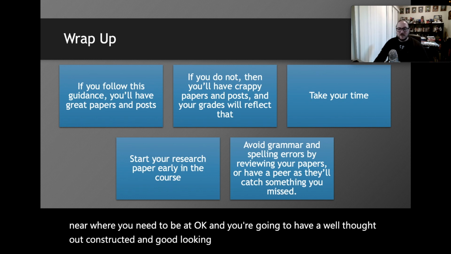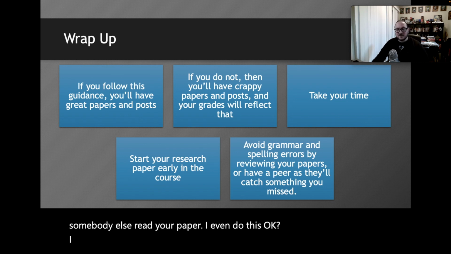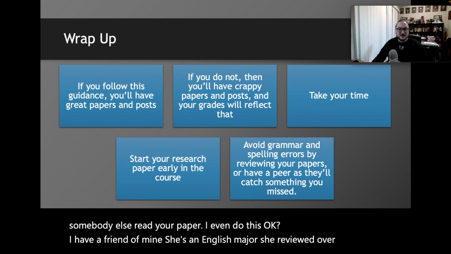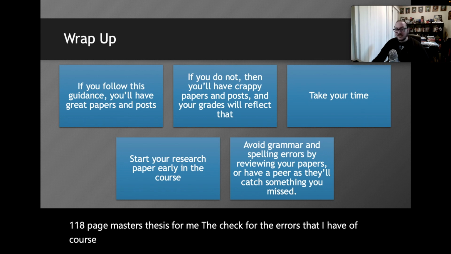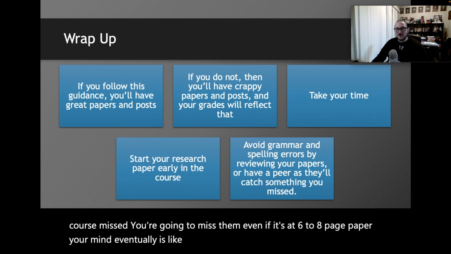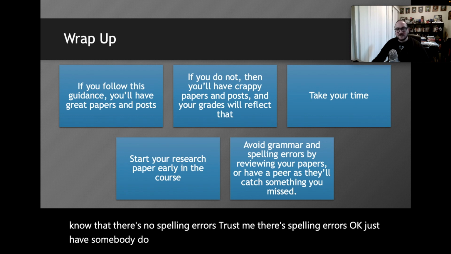And lastly, review over it. Have somebody else read your paper. I even do this, okay? I have a friend of mine, she's an English major. She reviewed over my entire 118-page master's thesis for me to check for the errors that I had, of course, missed. You're going to miss them. Even if it's a 6 to 8 page paper, your mind eventually is like, I've written this, I've looked it over 7 times, and I know that there's no spelling errors. Trust me, there's spelling errors, okay? Just have somebody do a quick review for you. It's not going to hurt.